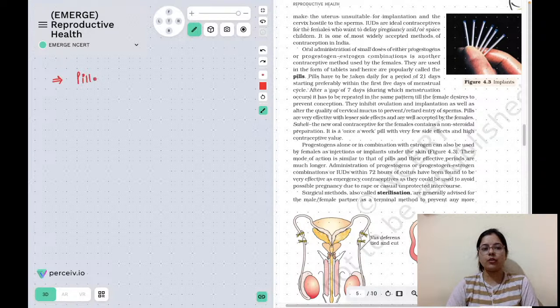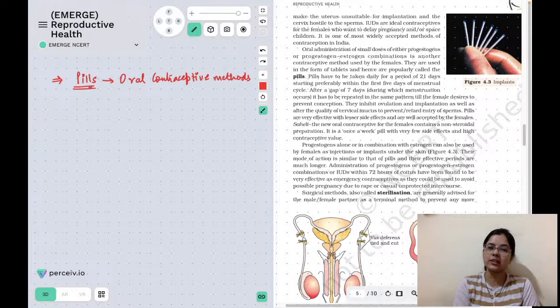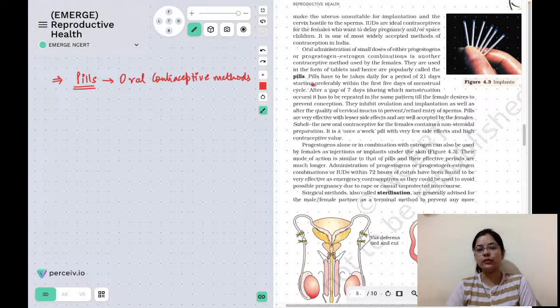Now pills also are one of the methods, or you can say one of the oral contraceptive methods, that you can consider as pills. So these are oral contraceptive methods. Clear? These are the oral contraceptive methods which are widely used in our country, and this can be a combination of hormones. It is a combination of the same hormones that are produced in our body, but they are available in the form of pills. All right.